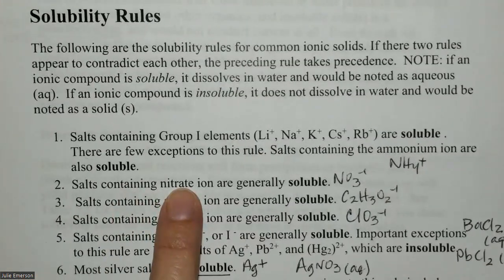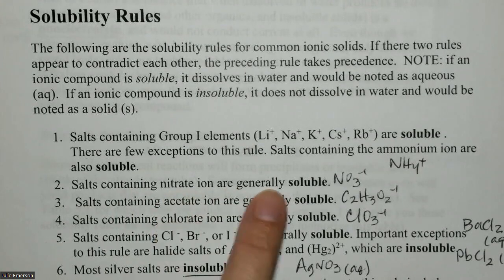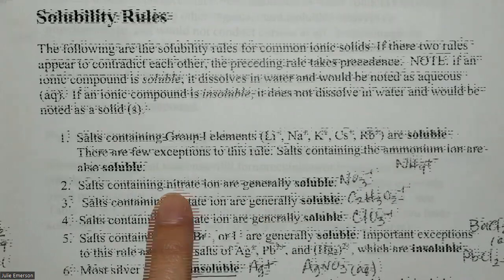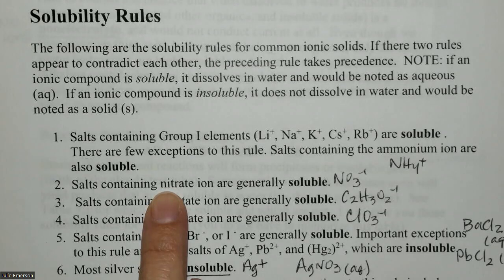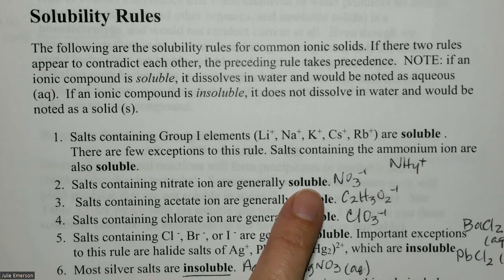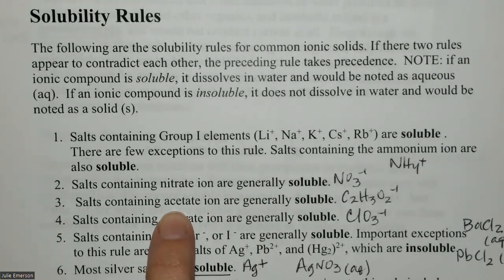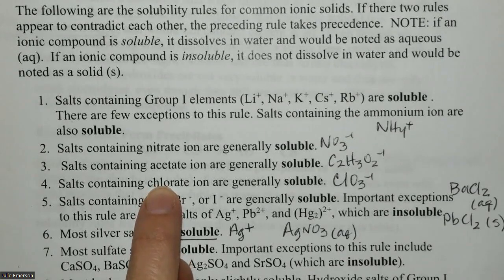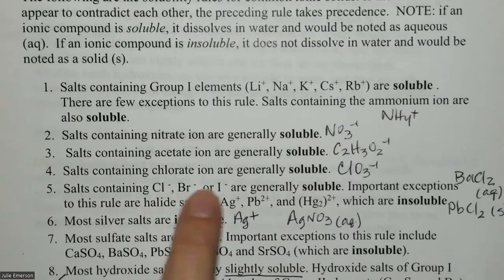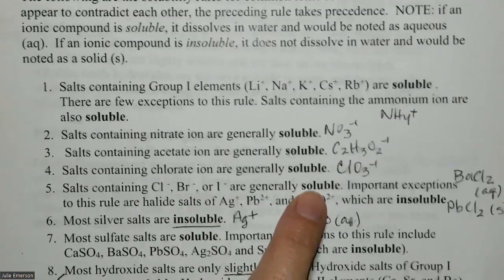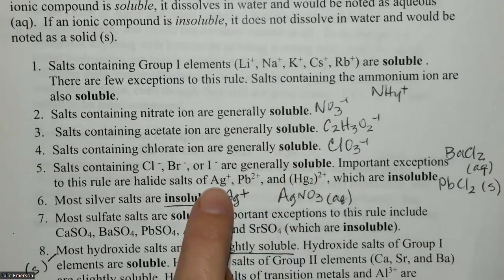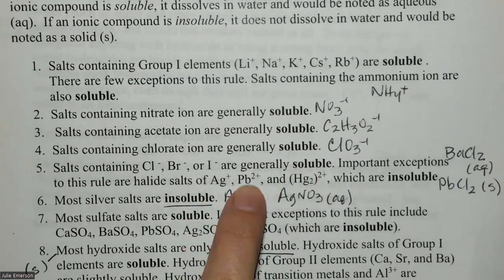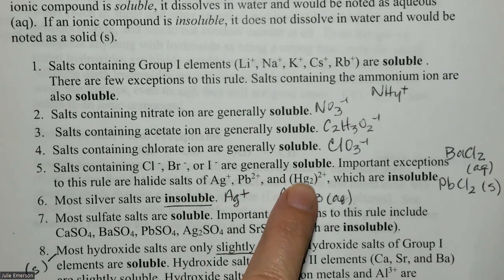Salts containing nitrate, that polyatomic ion NO3 -1, are again always soluble. So iron(III) nitrate, chromium(II) nitrate, magnesium nitrate, potassium nitrate, always soluble. The same is true for acetate, that C2H3O2 -1 polyatomic ion, and chlorate, ClO3 -1. All of these are always soluble no matter what they're paired with. When we get to the halogens, chloride, bromide, iodide, most of the time they are soluble as well, but the exceptions are when they're with silver, lead(II), or mercurous. We're not going to deal with the mercurous complex cations, so don't even worry about that one.